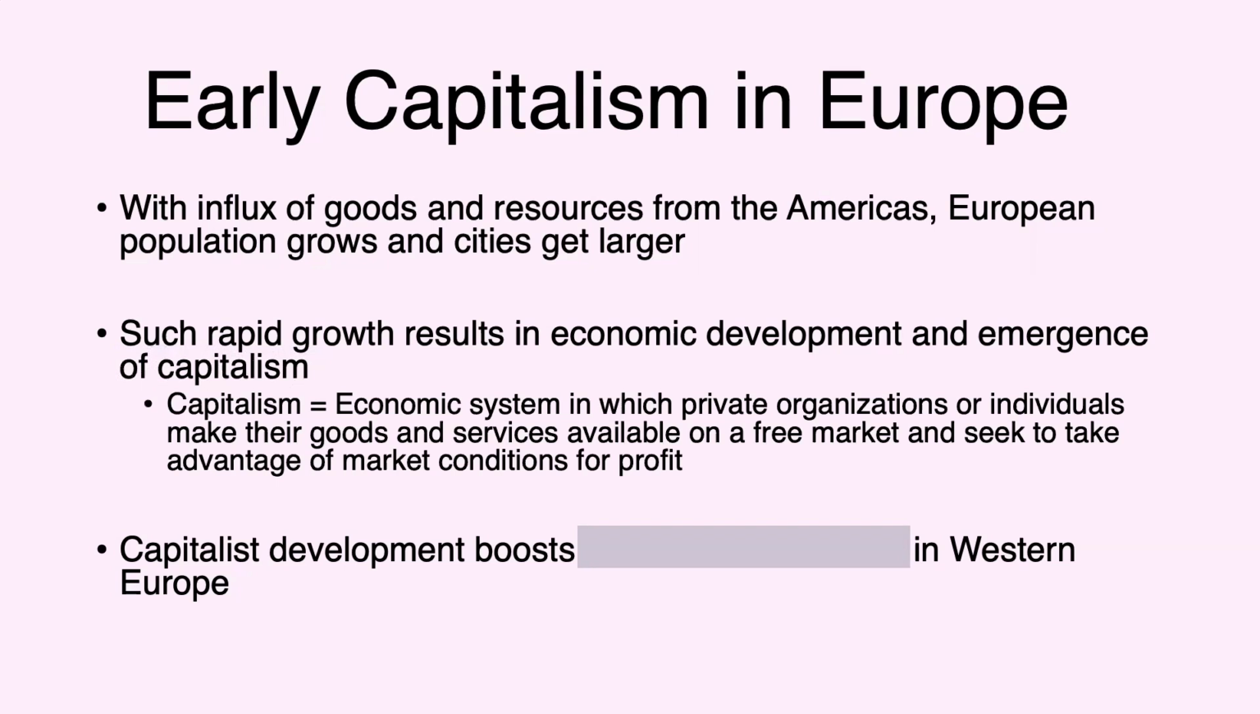So it is very much between private organizations and individuals taking advantage of supply and demand to determine how much their profit is, what their price is, etc. So this capitalist development boosts standards of rural life in Western Europe. Not only do cities get larger in Western Europe, but so do the standards of life in a rural setting as well. So you can really see both in an urban and rural setting the impact of capitalism in Europe following the colonization of the Americas.